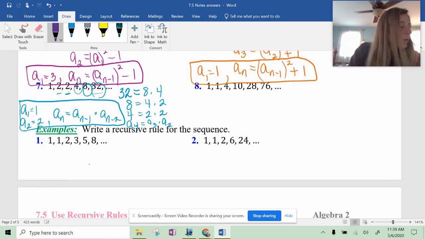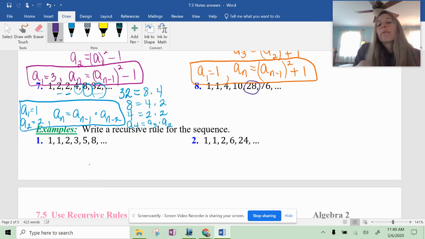All right, and I'm going to do one more with you guys. So let's take a look at number 8 here. Again, you got a couple 1s, then a 4, then a 10. It's definitely not geometric or arithmetic. So we're going to play around with this one a little bit. I'm going to look at the 28 and see if I can figure out what to do from there. So what can I play around with here? I have a 10 and a 4. Is there any way for me to get a 28 from a 10 and a 4? What could I do there?